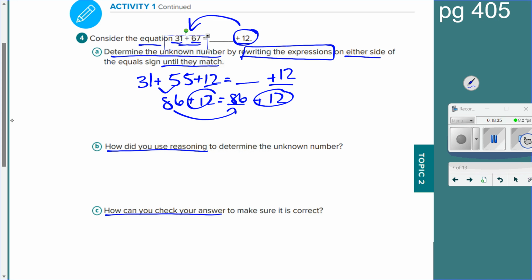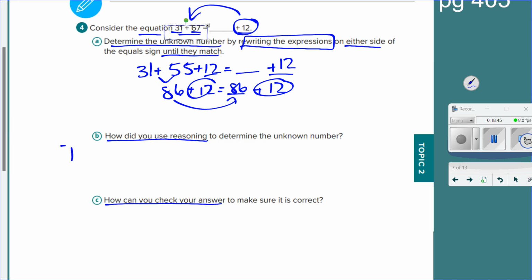Okay. So how did I use reasoning to determine the unknown value? I broke 67 into 55 plus 12. So I could use the reflexive property of equality.